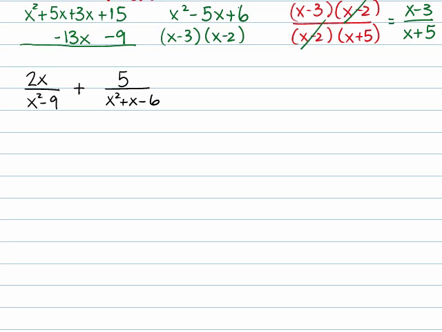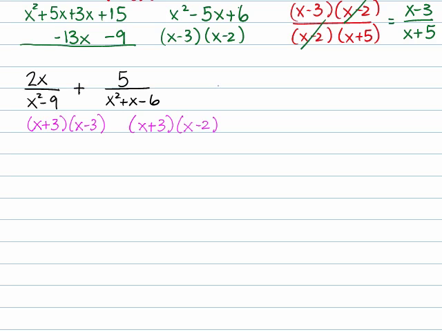So I'm going to add these two fractions. They don't have a common denominator. I need to find the least common denominator to add them. And to find that least common denominator, I will factor the denominators. The first denominator is (x + 3)(x - 3). The second denominator is (x + 3)(x - 2).